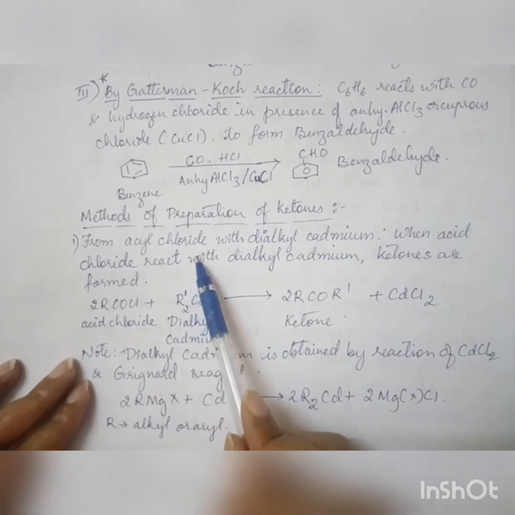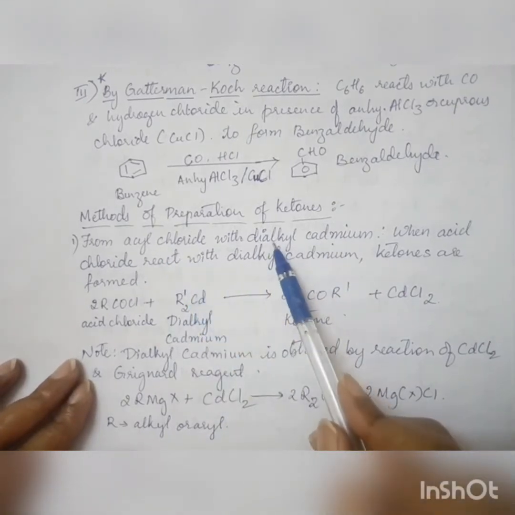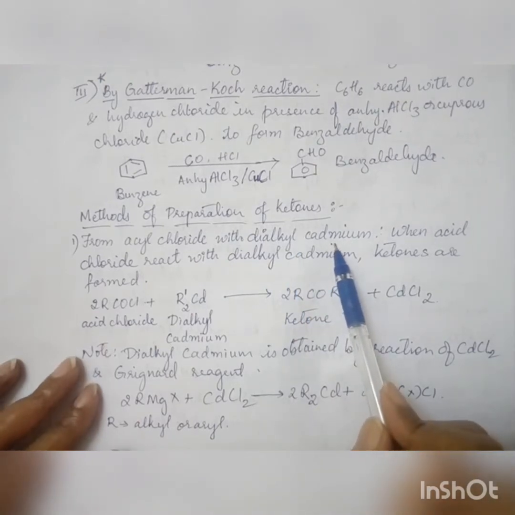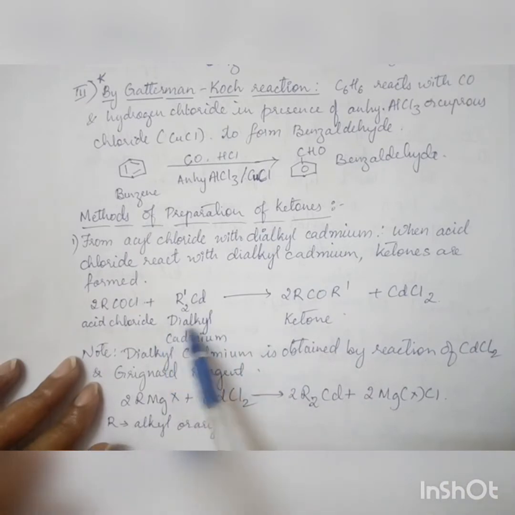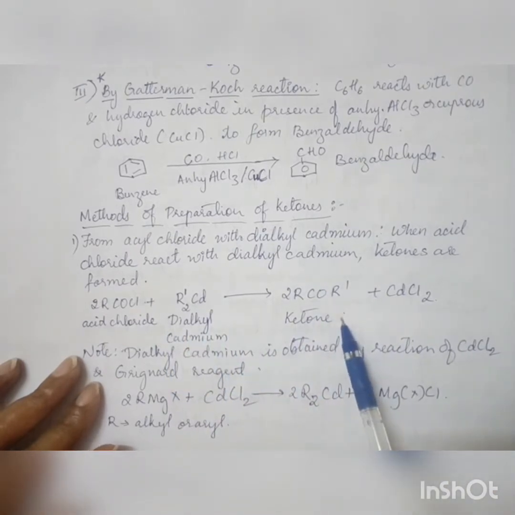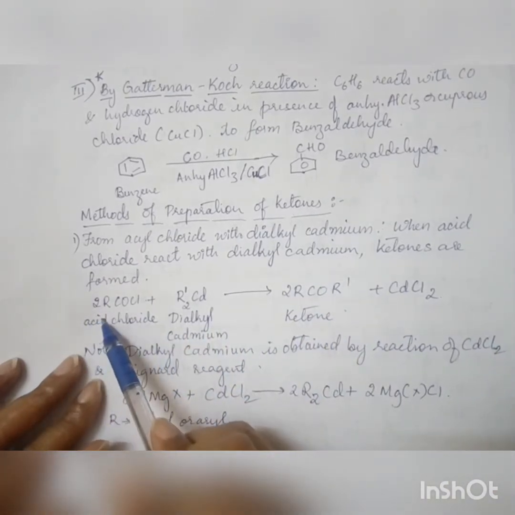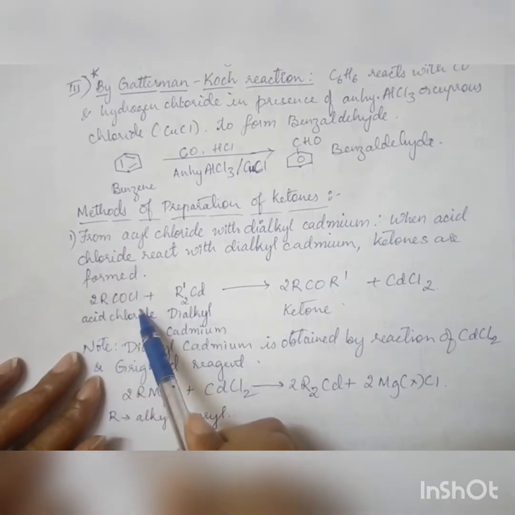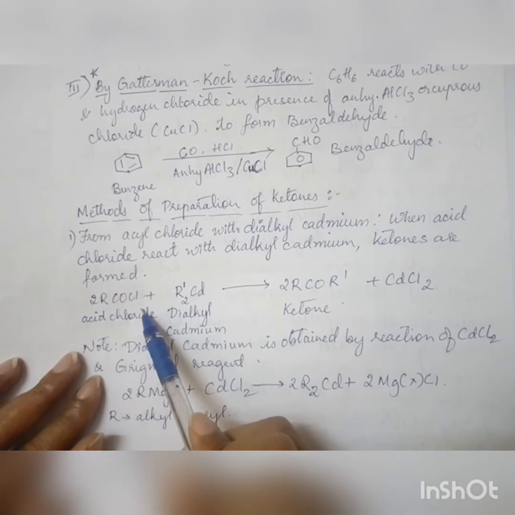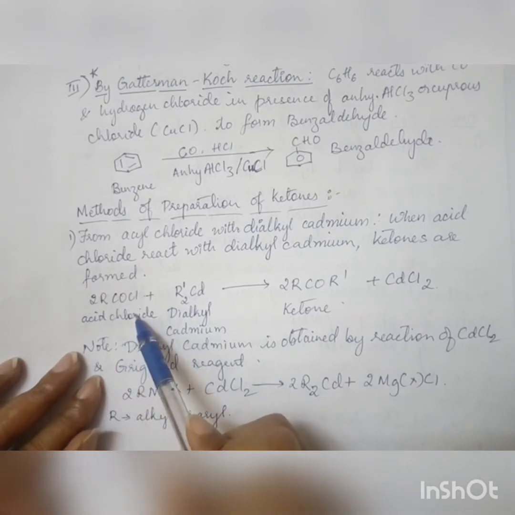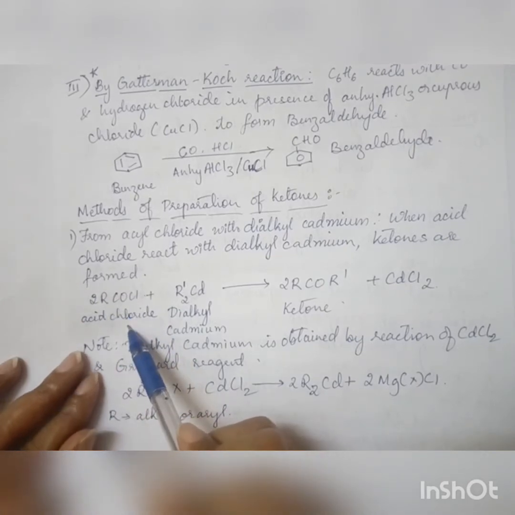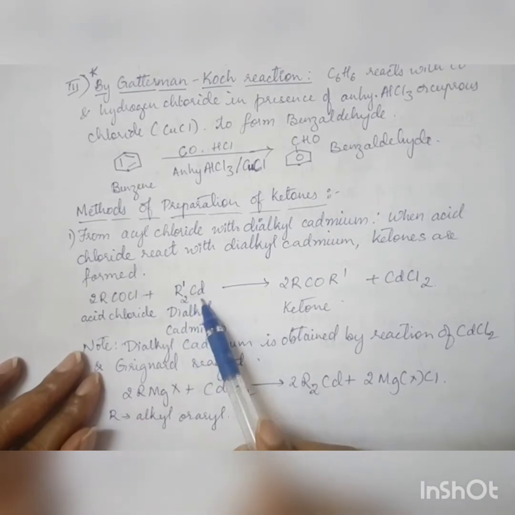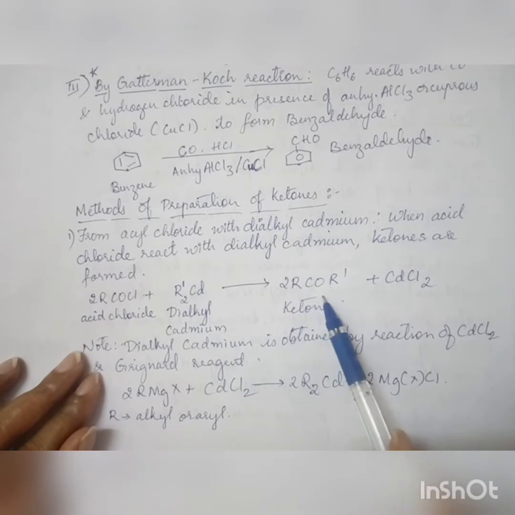Now coming to the preparation of the ketones, the first method is from acyl chloride. When we treat this acyl chloride with dialkyl cadmium, it leads to the formation of the ketone. So what is this acyl chloride? Let us take an example, that is RCOCl. So this is an acid chloride, or we call it the acyl chloride. Here this acid chloride reacts with dialkyl cadmium, leading to the formation of the ketone.